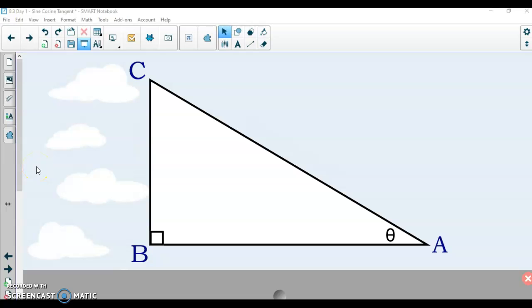Hey everyone, this is Mr. Russell here to talk to you guys about a general introduction to trigonometry and the trig ratios.